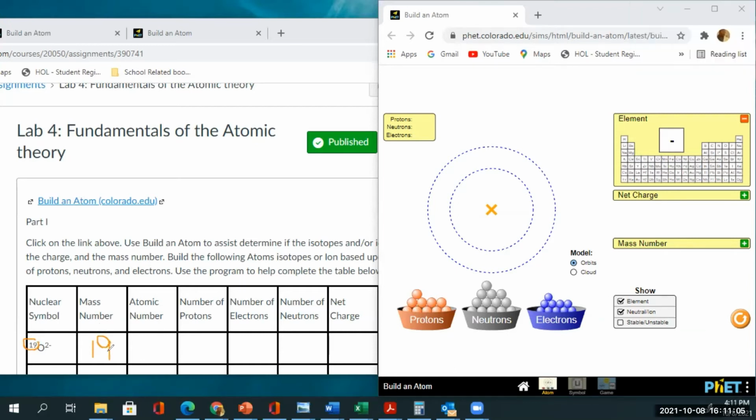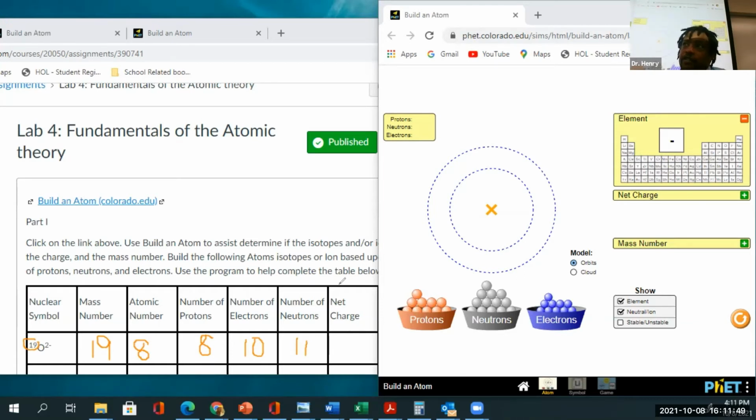So what is the atomic number for oxygen? Is it 8? That's right. It is 8. Okay. What would be the number of protons? 8. What would be the number of electrons in this case? 10. That's correct. The number of neutrons? 8... I can't even do math right now. 11? 11. Okay.